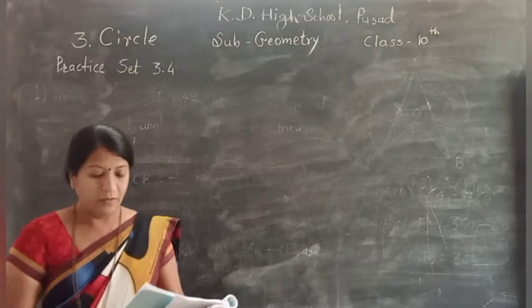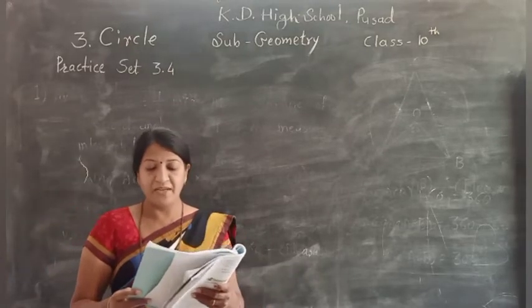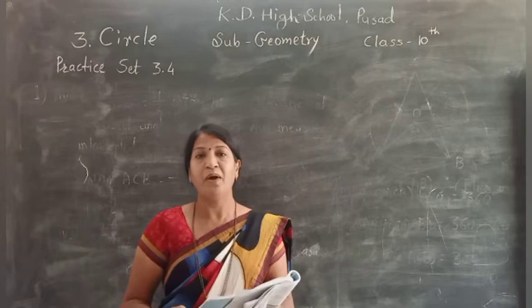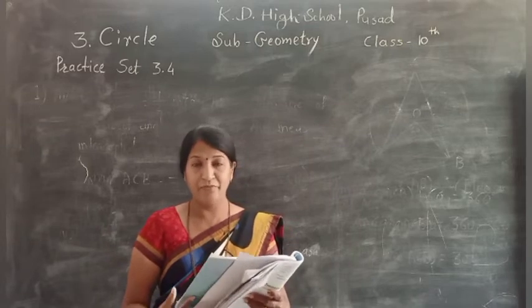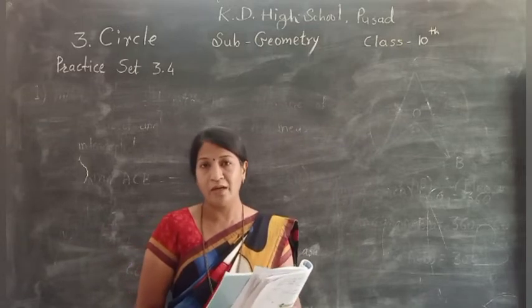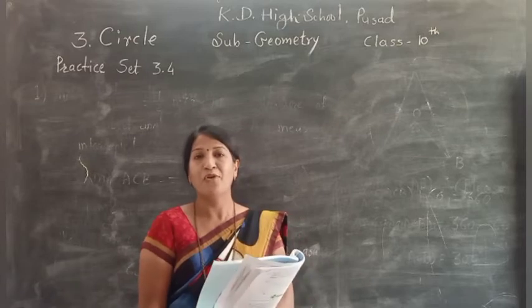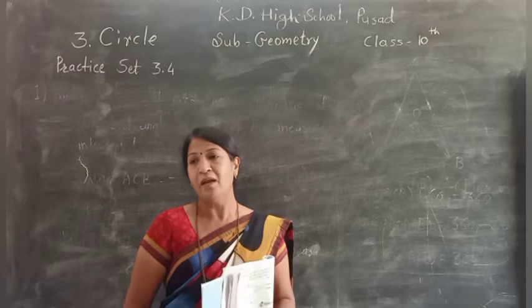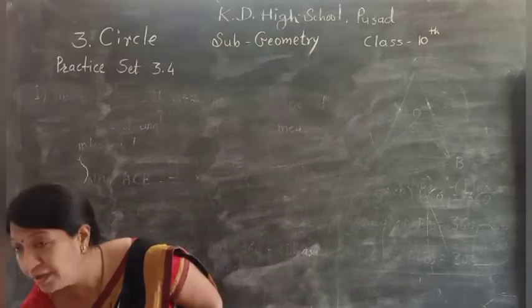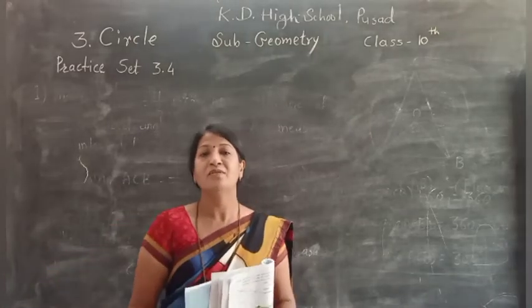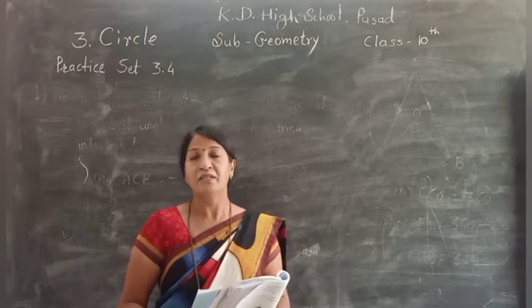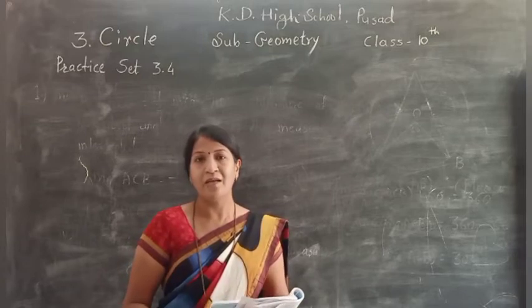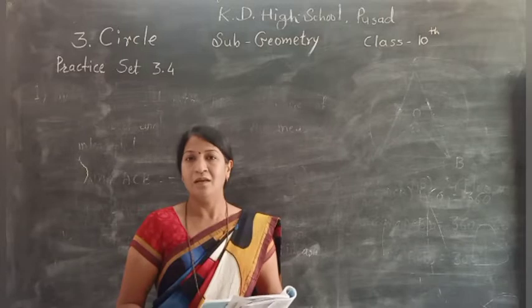See here. In figure 3.57, quadrilateral PQRS is cyclic. We know the property of a cyclic quadrilateral: opposite angles of a cyclic quadrilateral are supplementary. This is the statement. And what is the converse of the statement? If the sum of opposite angles of a quadrilateral is 180, then it is cyclic.